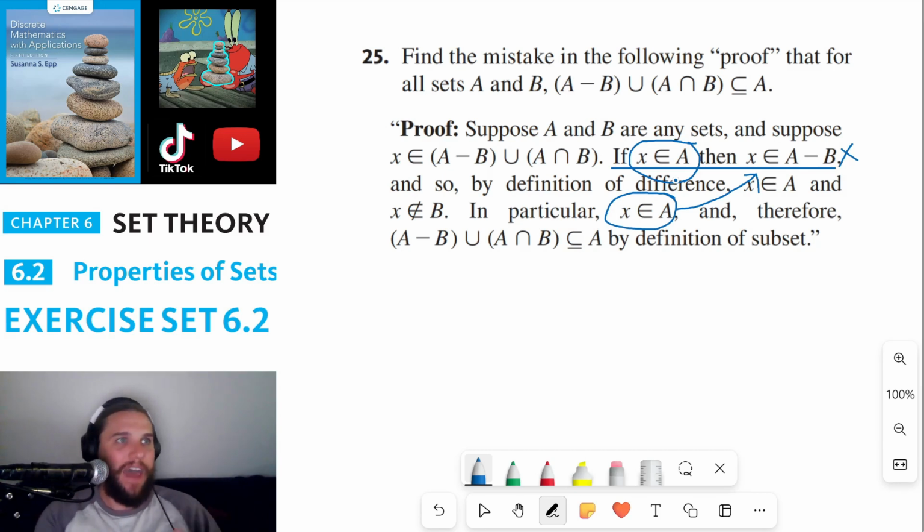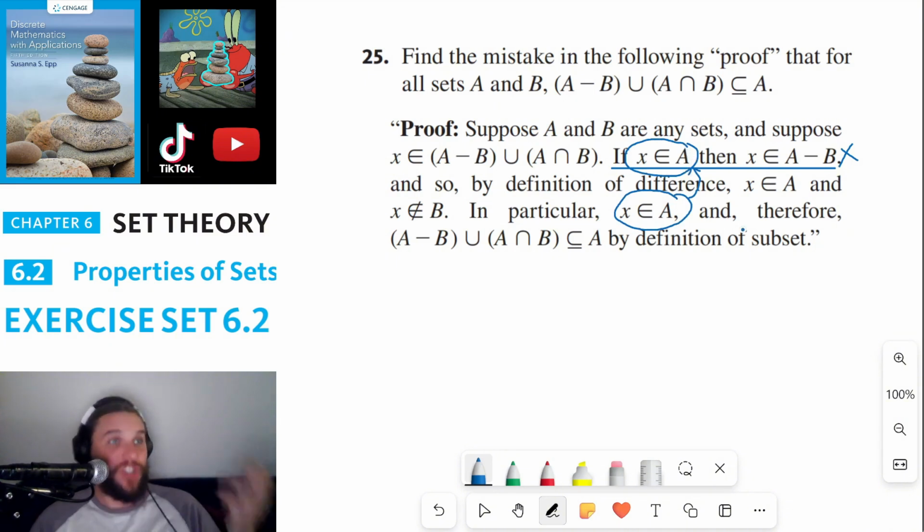To be in A minus B means that X is an element of A and X is not an element of B. We're missing that part still. So the conclusion here hinges upon an assumption that's the same as the conclusion, which is circular reasoning. So if X is an element of A, then X is an element of A.